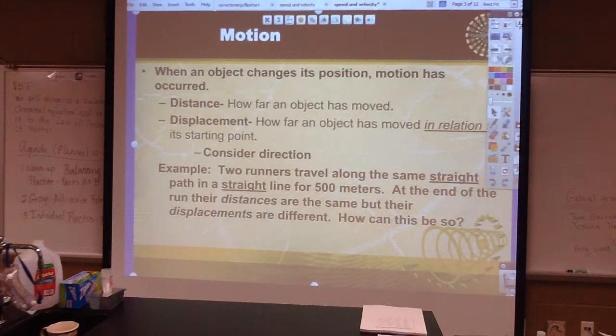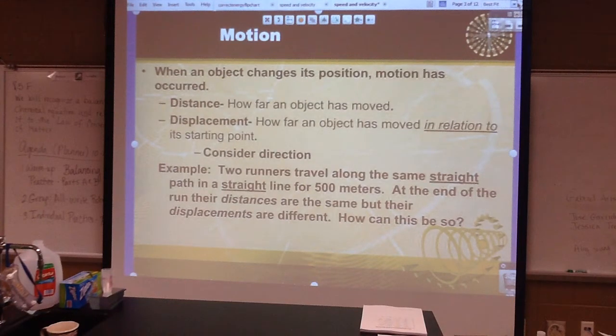Let's talk about motion. When an object changes its position, motion has occurred. So the distance is how far the object moved. Displacement is how far an object has moved in relation to its starting point. You always have to consider direction whenever you're thinking about displacement.